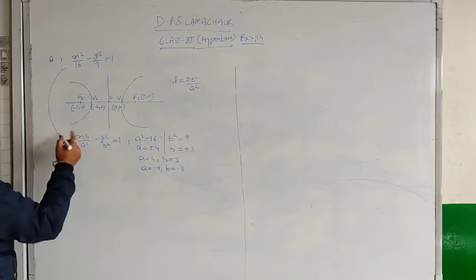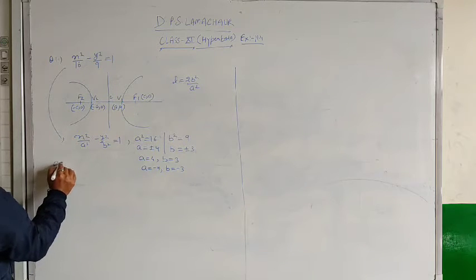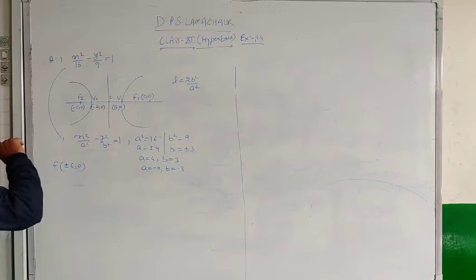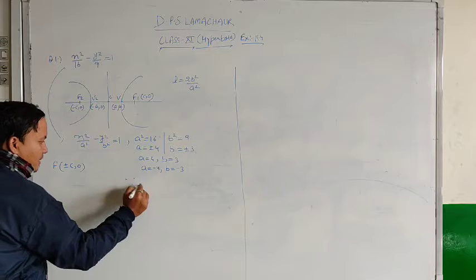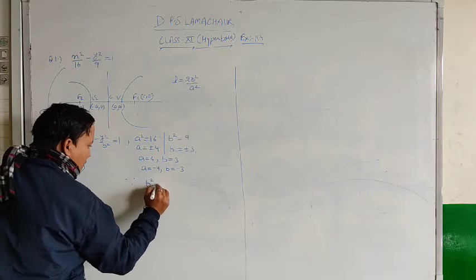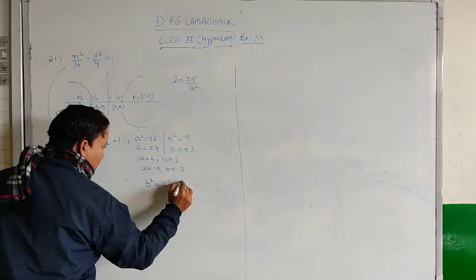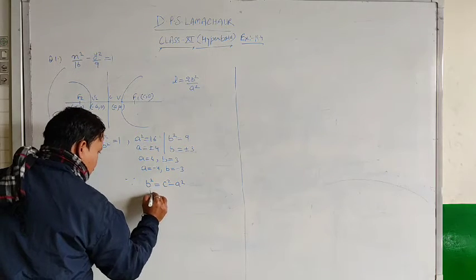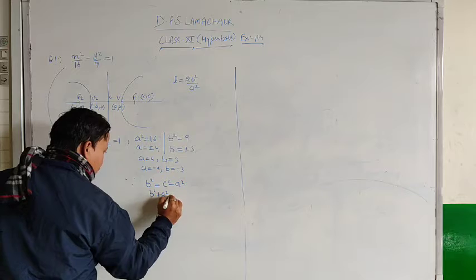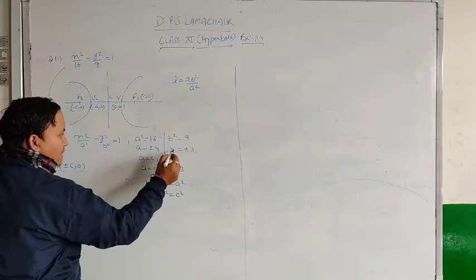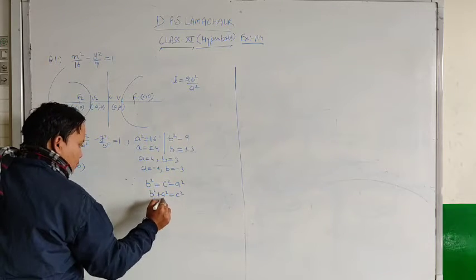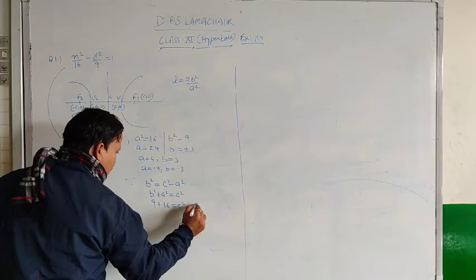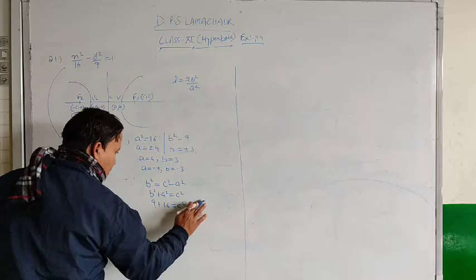Now first we have to find the focus. So what is focus? Plus minus c comma 0. For that we have to find the value of c. Since we know the relation between a, b and c is b square is equal to c square minus a square, from there we can easily find the value of c square. So b square plus a square is equal to c square. The value of b square is 9, the value of a square is 16, equal to c square, and this implies root of 16 plus 9, which is 25.